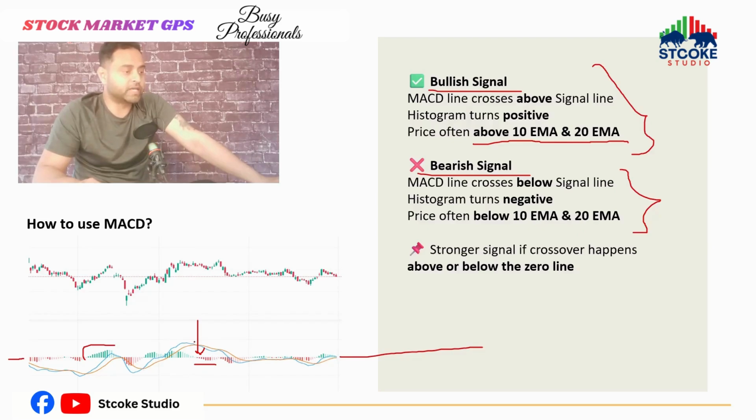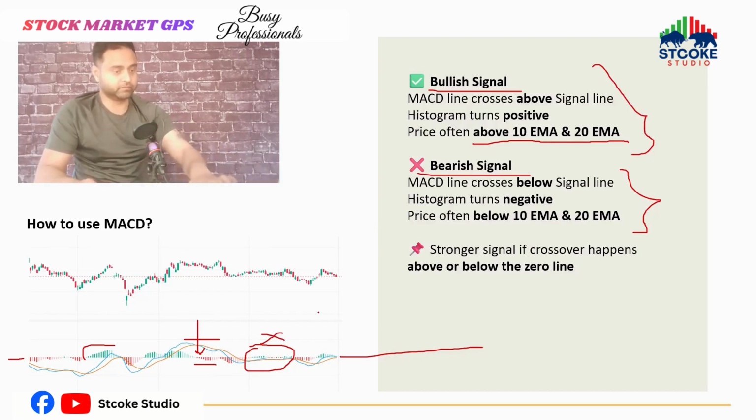If it is happening with a distance from the zero line and there is a clear crossover like this and not intertwined like this, a clear crossover is a better signal than this. So ideally when the two lines are going very close to each other and they are very close to the zero line, you should not take any trade here because price is not taking any direction and you might get stuck in the trade.